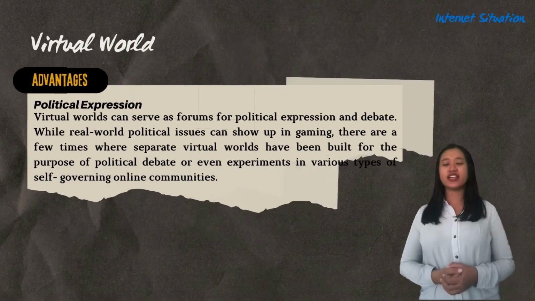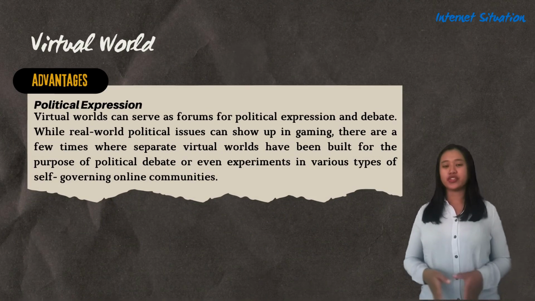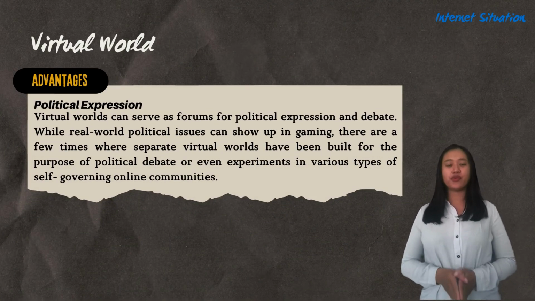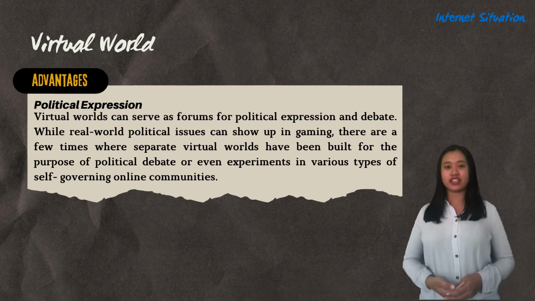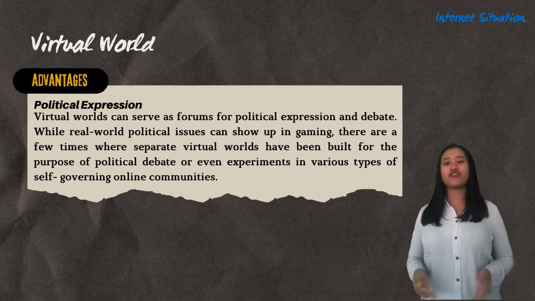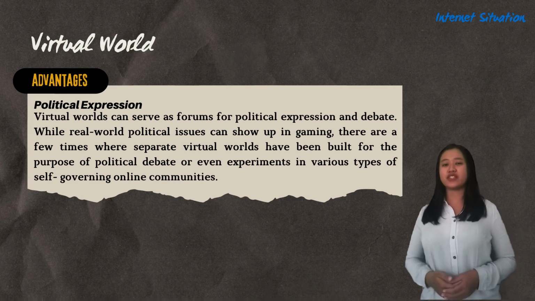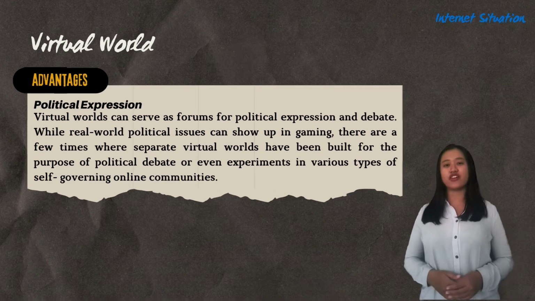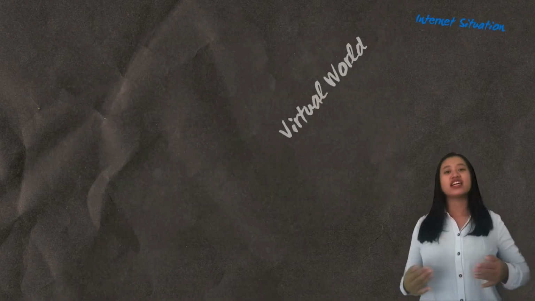Next is political expression. Virtual worlds can serve as forums for political expression and debate. While real-world political issues can show up in gaming, there are a few times where separate virtual worlds have been built for the purpose of political debate or even experiments in various types of self-governing online communities.